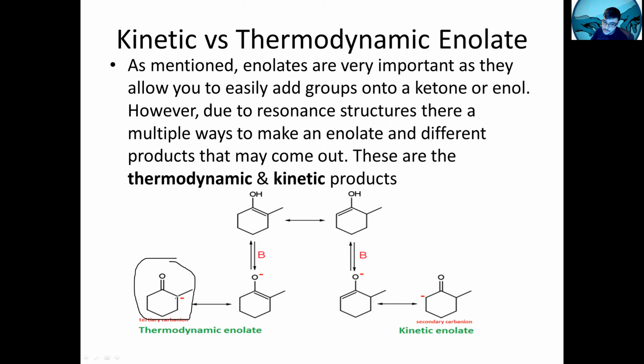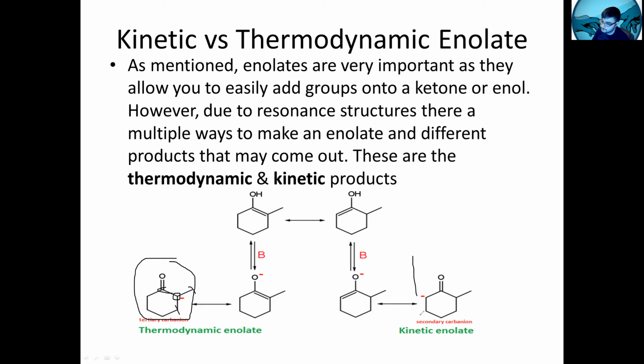And here, the negative charge is on this carbon. This is a tertiary carbon because it's bound to 1, 2, 3 carbons. So it has 3 carbons and 1 negative charge. What that does is having a tertiary carbon, or a carbon that's bound to 3 other carbons and has a negative charge, the other carbons stabilize the negative charge a little bit.